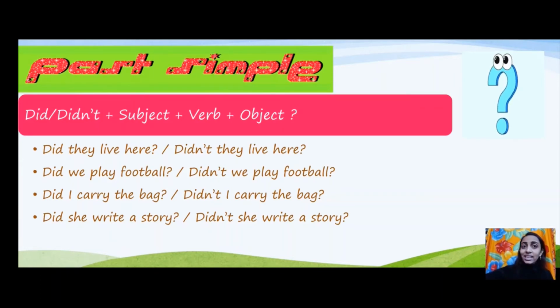Now let us see some examples. Did they live here? Didn't they live here? Did we play football? Didn't we play football? Did I carry the bag? Didn't I carry the bag? Did she write a story? Didn't she write a story? Etc.